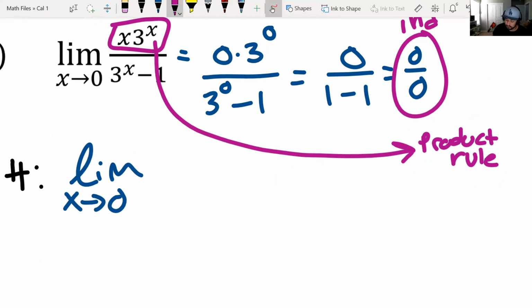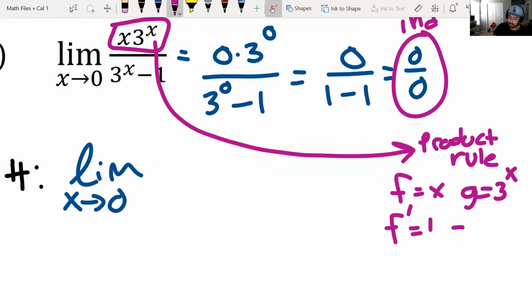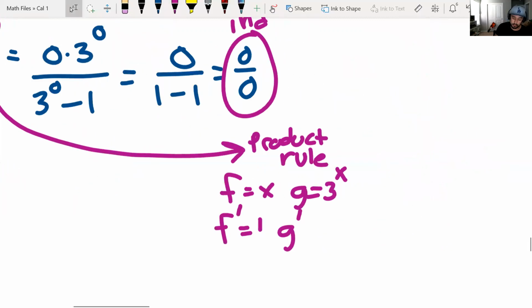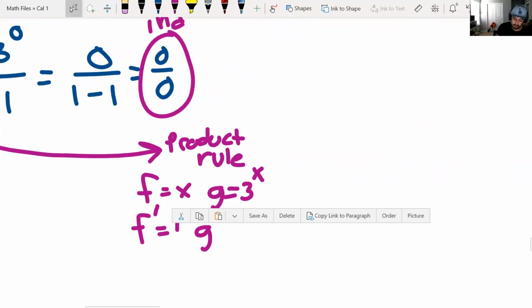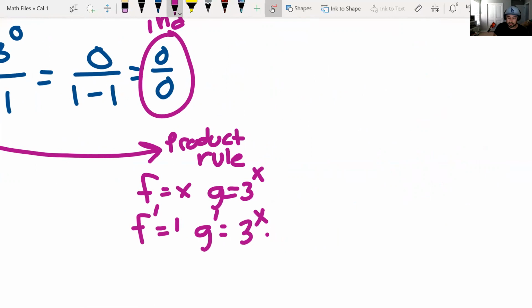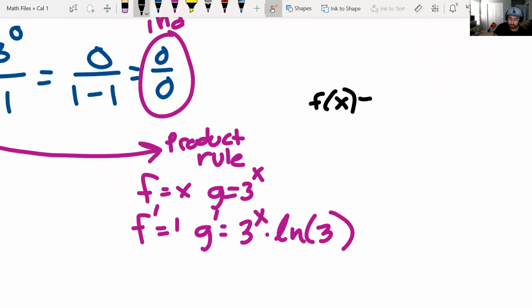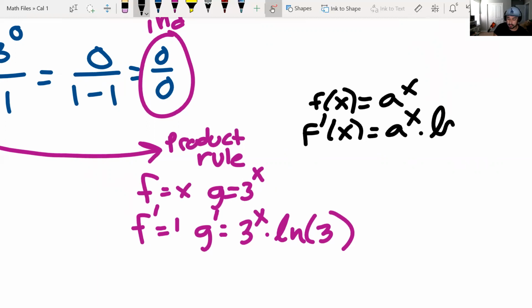So, f equals x, g equals 3 to the x. F prime is 1. G prime uses the derivative for exponential functions, which is 3 to the x times the natural log of 3. Right? If I have f of x equals a to the x, then f prime of x is a to the x times the natural log of a. So that's what we use there.